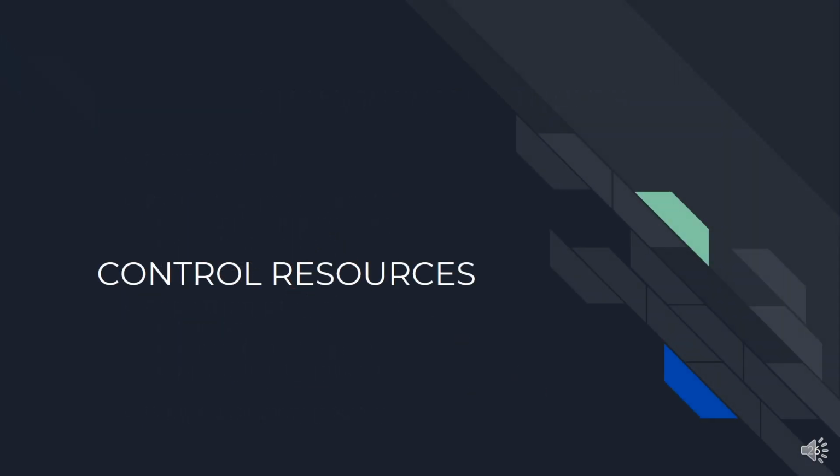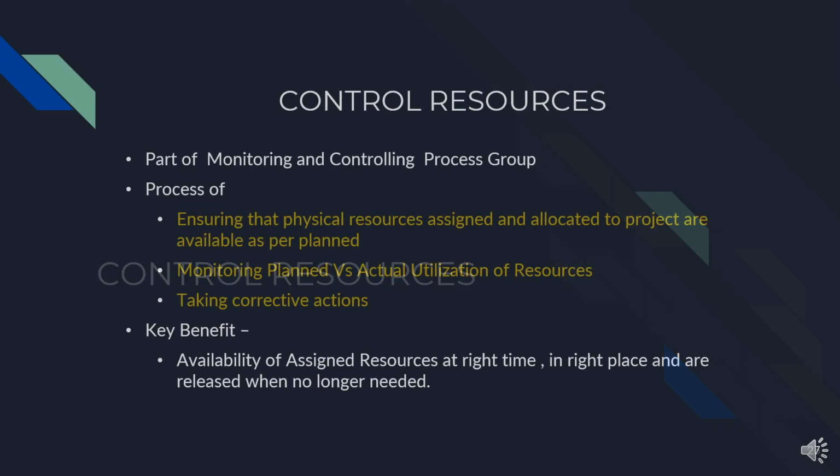The last process is control resources. Control resources is a part of the monitoring and controlling process group. It ensures that physical resources assigned and allocated to the project are available as per plan. It monitors the plan versus actual utilization of the resources, taking corrective actions. Key benefit is it ensures that the assigned resources are available at the right time, in the right place, and are released when no longer needed.